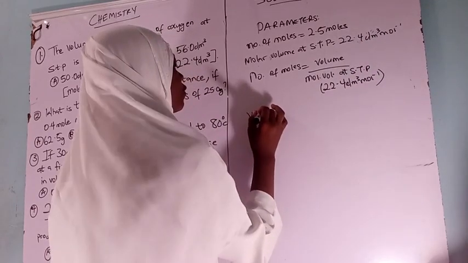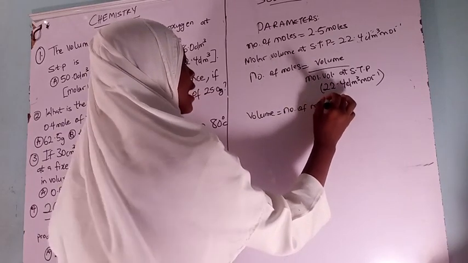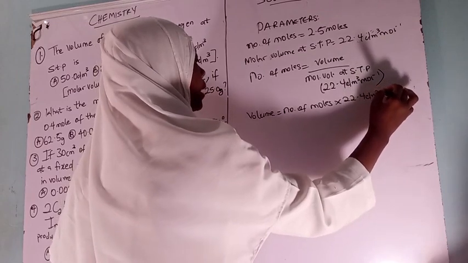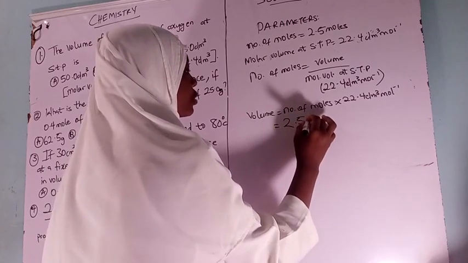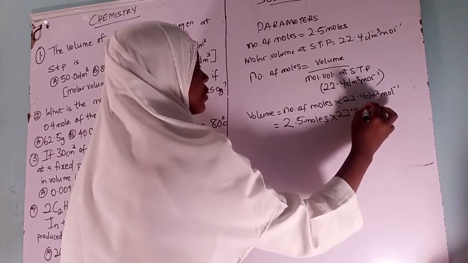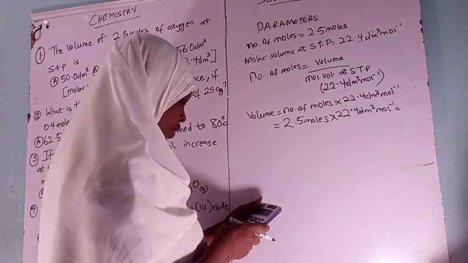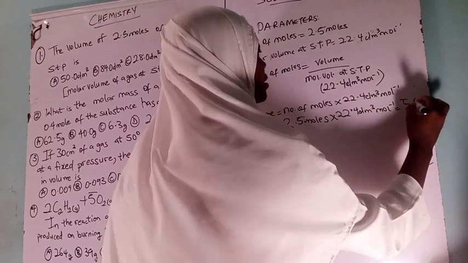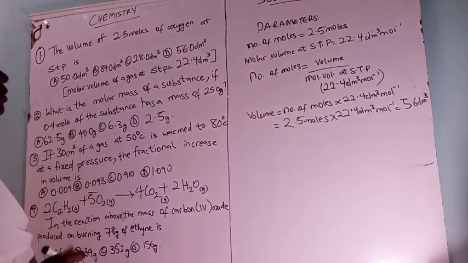From this, volume equals number of mole times 22.4 dm cube per mole. Number of mole is what? 2.5 moles times 22.4 dm cube per mole equals 2.5 times 22.4, 56 dm cube. Now the answer is what? A.